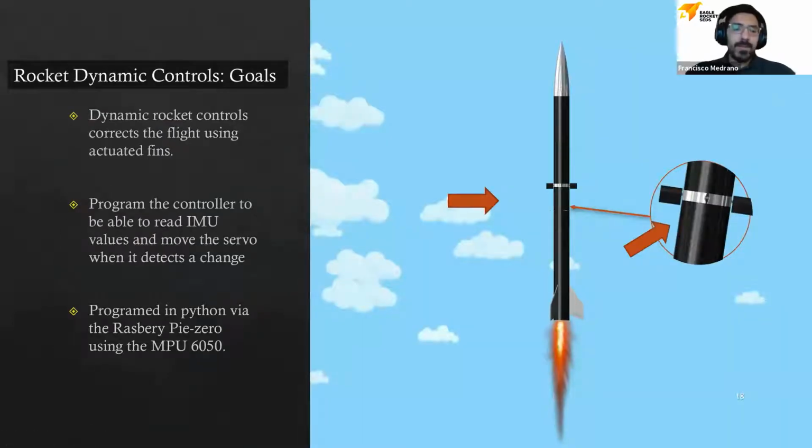Some of the goals of the rocket dynamic controls include the control of the rocket. For this dynamic control, we have a controller that takes in values from an IMU. Those values are then passed over to a servo motor. This is programmed in Python, and it uses a Raspberry Pi Zero and a MPU 6050 as the IMU sensor.